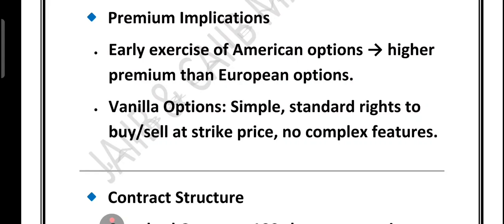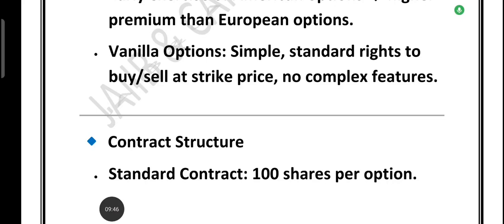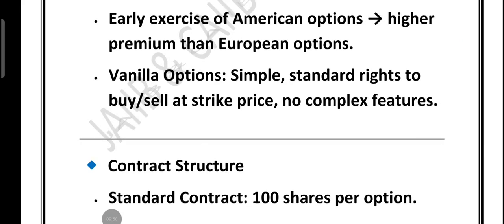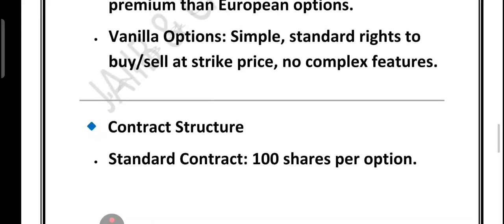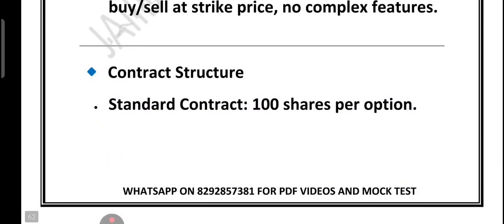And if we talk about the vanilla option, it is very simple, a standard option to buy or sell at the strike price. So friends, if we compare American option and vanilla option, vanilla options are very simple, a standard option to buy or sell at a strike price, and American options are costlier than European ones due to early exercise flexibility, right?